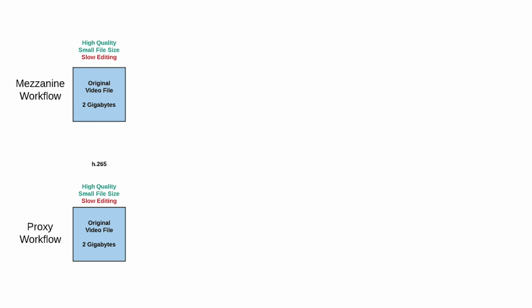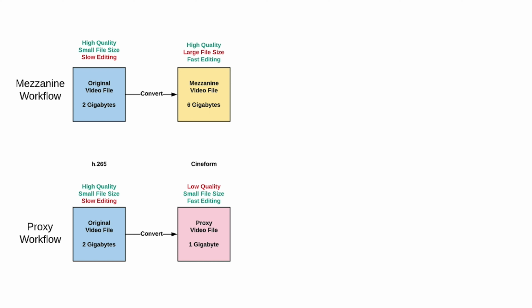Up here on the top we have the mezzanine workflow, and on the bottom the proxy workflow that I'm showing you how to do in this video. And the whole point of this is to speed up our editing process. We're starting with the original file of an H.265, so that's going to give you high quality, small file size, but editing is slow. So you can see, just as a rough guesstimate, I gave 2 gigabytes for the file size. So in order to speed up our editing, we need to convert the original file into something else.